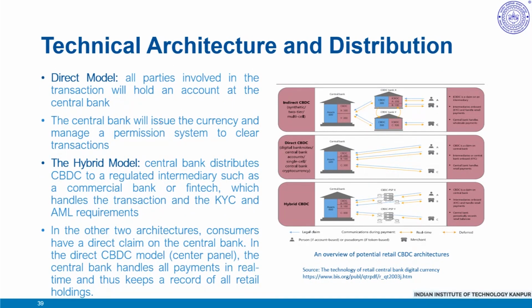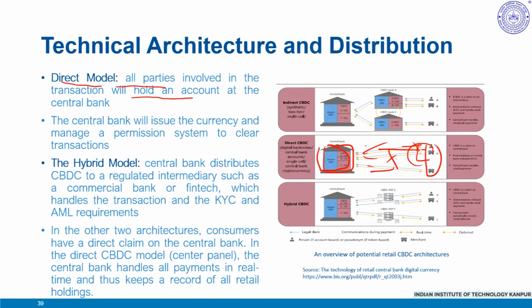Let us discuss the direct model. Under this model, all the parties involved in the transaction will hold an account at the central bank. So there is one central bank, there are no intermediaries. The retail parties are directly holding the account here. This CBDC that is issued is a claim on the central bank, directly a claim on the central bank by these consumers. And all the KYC norms and such formalities are taken care of by the central bank itself. And it also takes care of the retail payments.